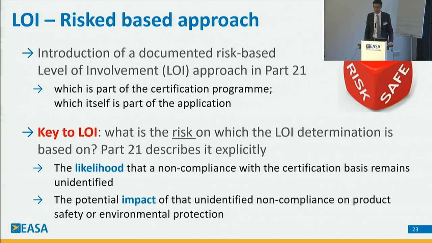So now we are coming further into the details. It is the likelihood that a non-compliance with the certification basis remains unidentified. So an unidentified non-compliance. And how likely is it that we have an unidentified non-compliance? Plus the potential impact of that unidentified non-compliance on product level, so on safety or on the environmental protection. Together, this likelihood of an unidentified non-compliance multiplied by the potential impact on the product is the risk we are looking for and which shall be proposed by the applicant.